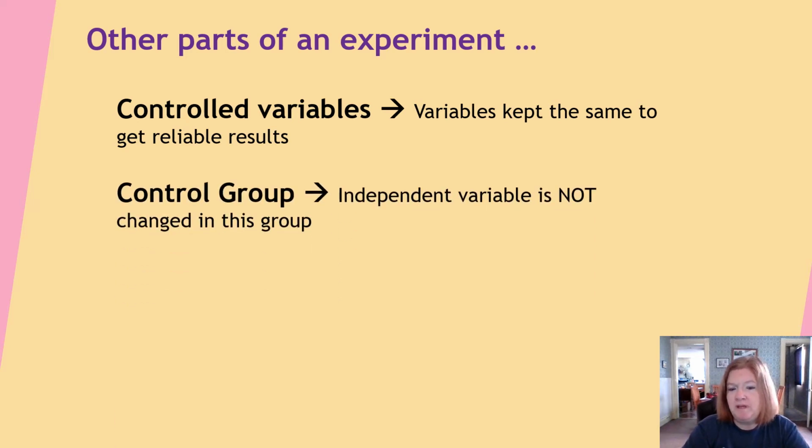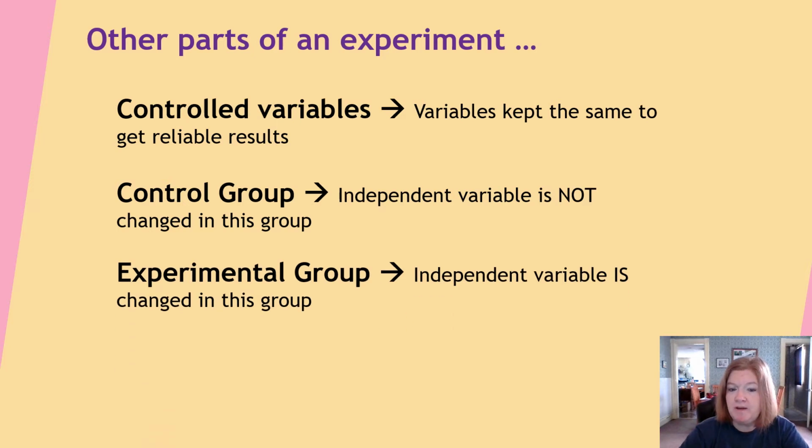The control group, the independent variable, is not changed in this group. So in that case, the control group, they're going to have the light, okay? Experimental group, the independent variable is changed. So I'm putting them in darkness. I'm testing darkness. I put them in darkness. The control group does not have darkness. They would have light.